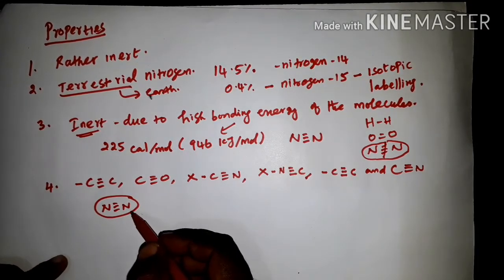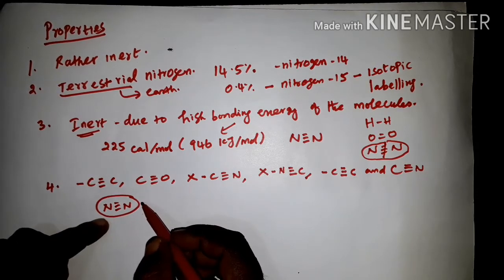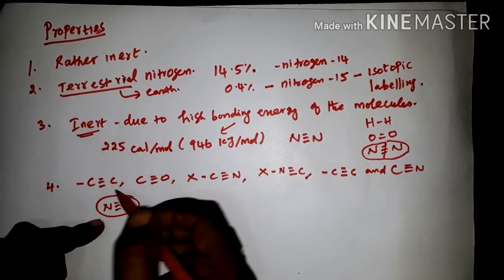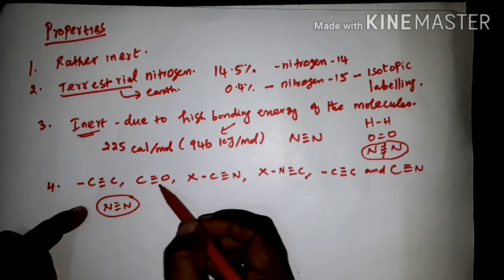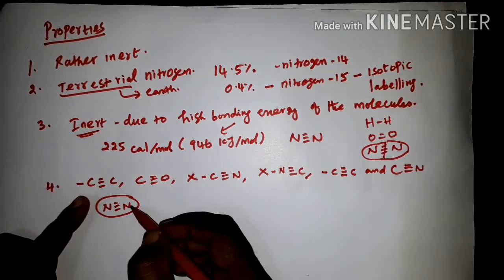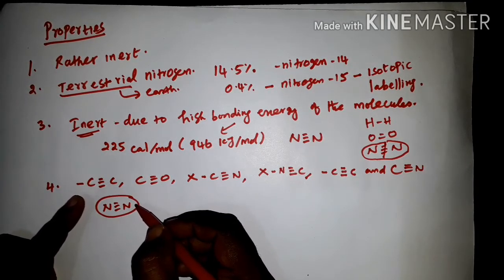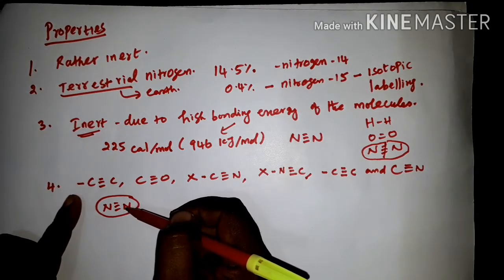See that inertness of this nitrogen triple bond nitrogen, it is very high. The inertness is very high compared with other species, this C triple bond C, C triple bond O. So compared with these other species, nitrogen is more inert. Okay. So that is because of the high bonding energy in the nitrogen.